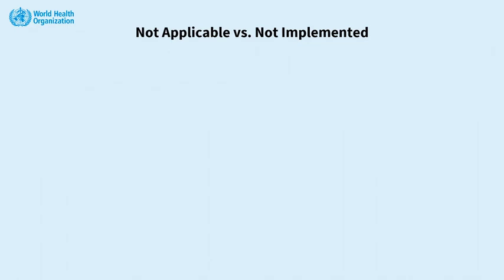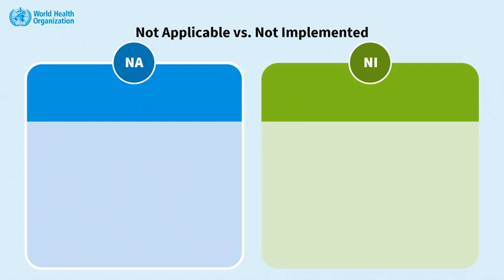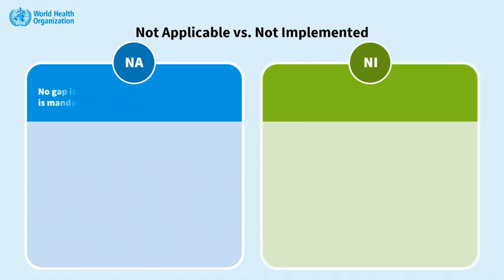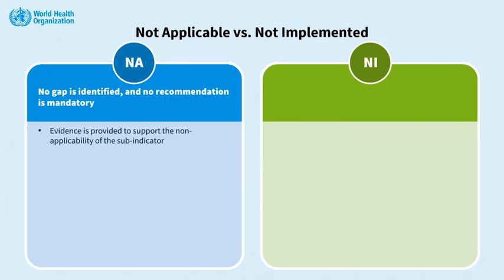It's important to understand the differences between the two scoring options, not applicable and not implemented. When a sub-indicator is scored as not applicable, no gap is identified and no recommendation is mandatory. But evidence should be provided to support the non-applicability of the sub-indicator. This implies that the requirement stated within the sub-indicator is no more valid.